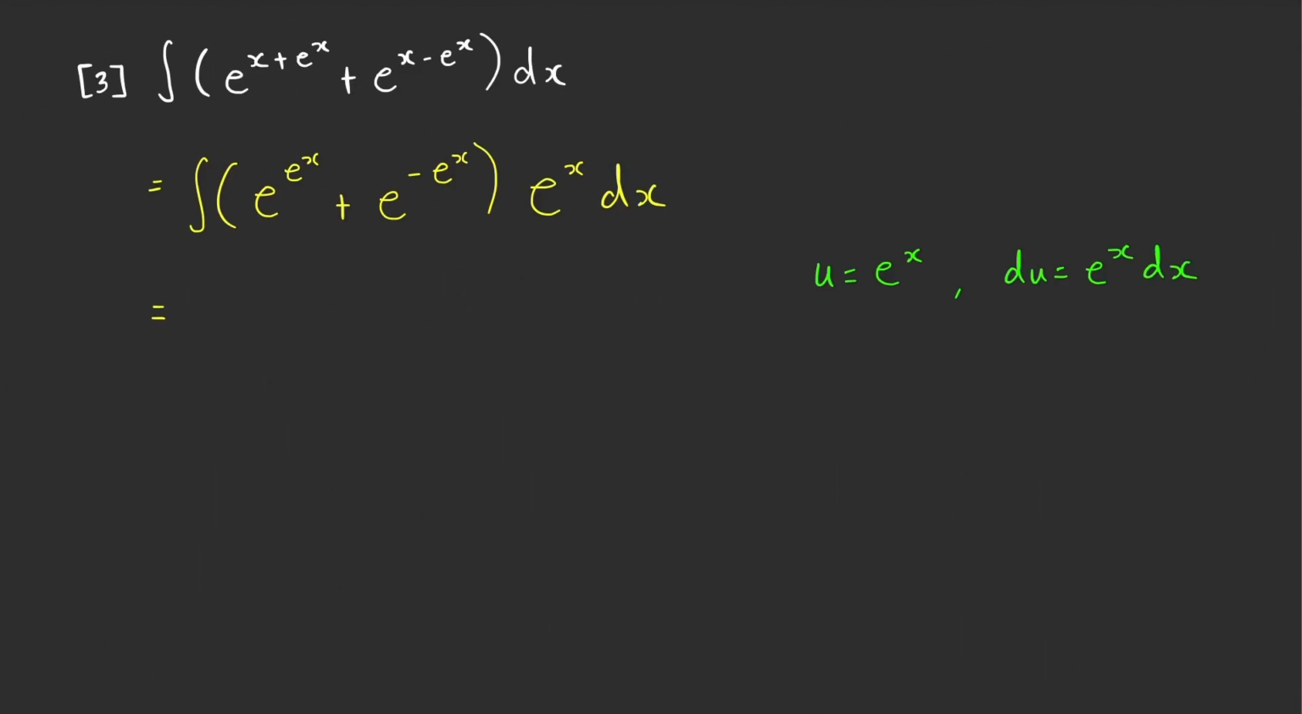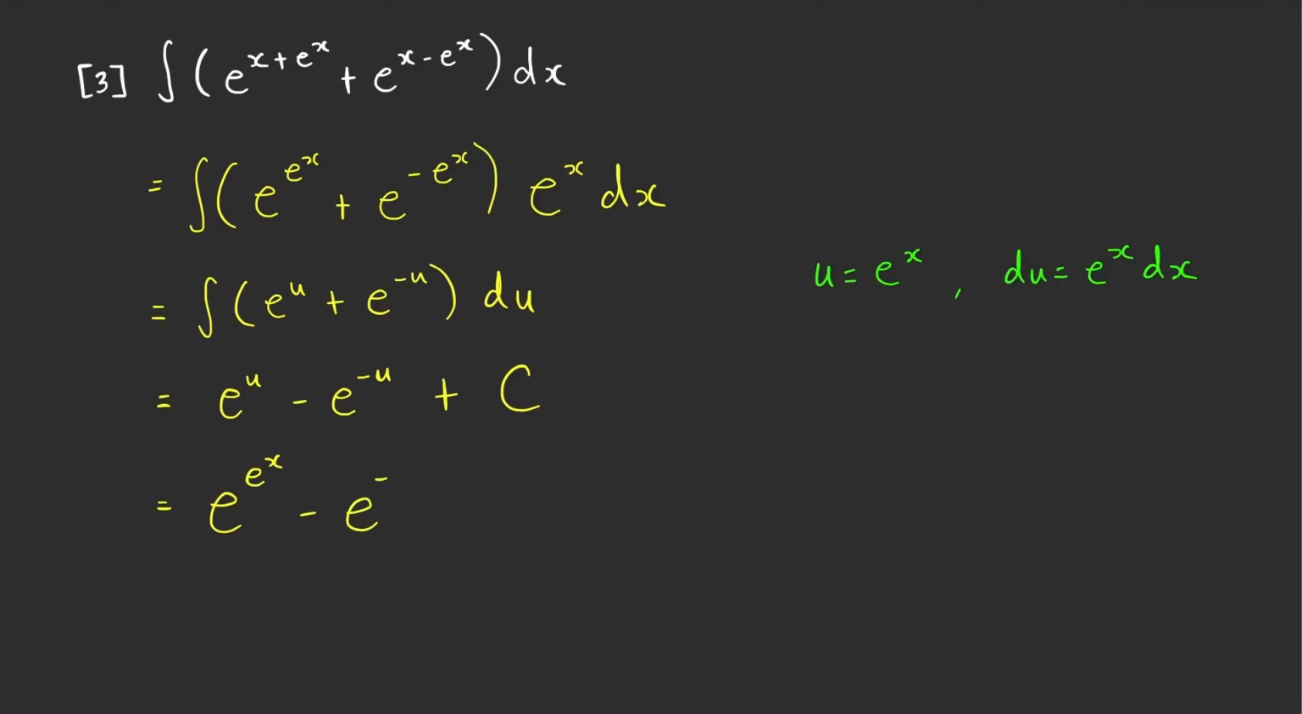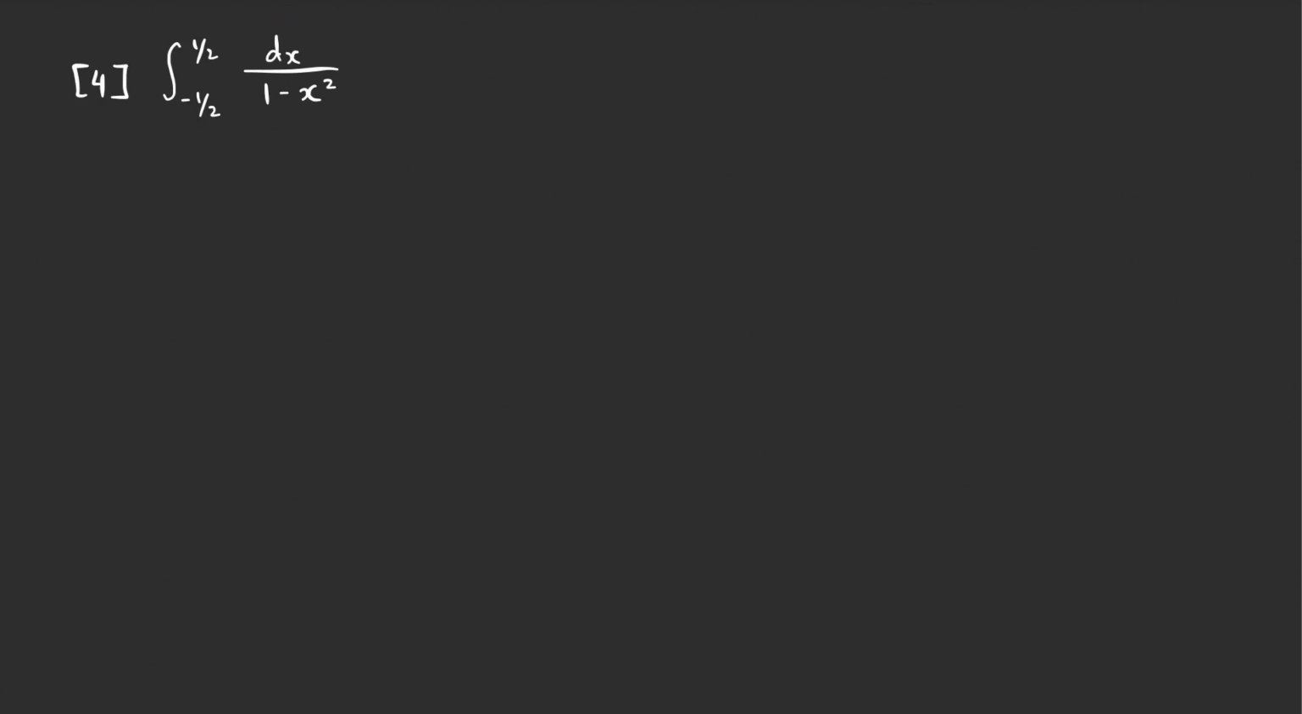So therefore, we can write this integral as the integral of e to the u, and then plus e to the negative u, and then du. So this e to the x dx is just equal to du, which is a very simple integral. And this is just e to the u and then minus e to the negative u plus c. But of course, don't forget to put back the u in terms of x. So this is equal to e to the x and then minus e to the negative e to the x plus c.